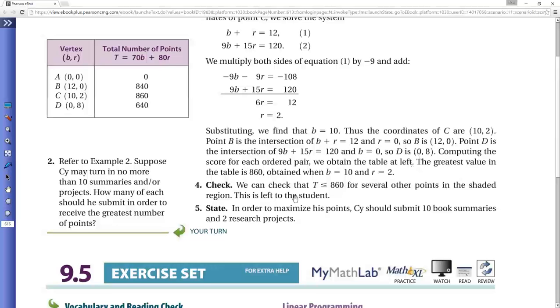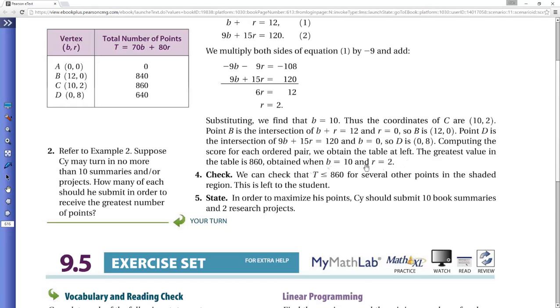And then with these ordered pairs, I can go back to the original equation for total points, and that's what they did right here, this table right here. Well, point A vertex is 0, 0. We'd end up with 0 points. If you put in no book reviews and 0 research projects, you're going to get 0 points. Well, B, if I put in 12 book reviews, I'd end up with 0 research projects.